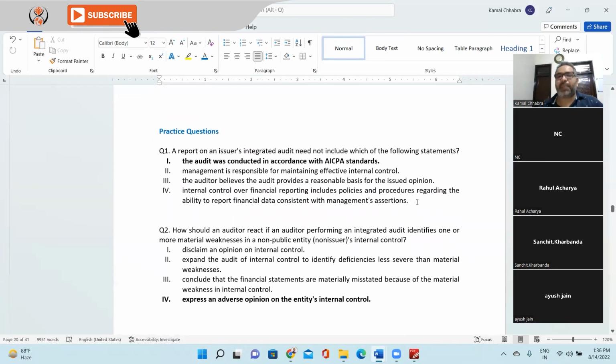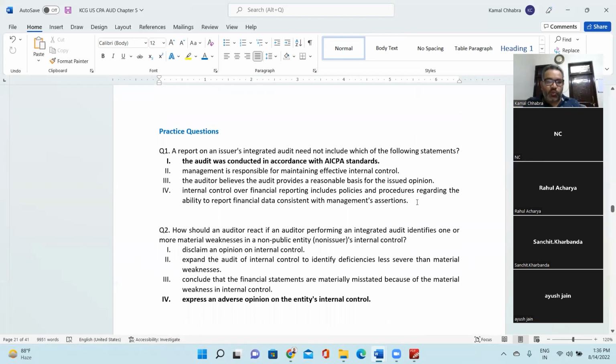Okay, let's jump into the practice question. Two questions here only. First, a report of an issuer's integrated audit need not include which of the following? Keep in mind, an issuer integrated audit report should not include which of the following statements. First, the audit was conducted in accordance with AICPA standards.